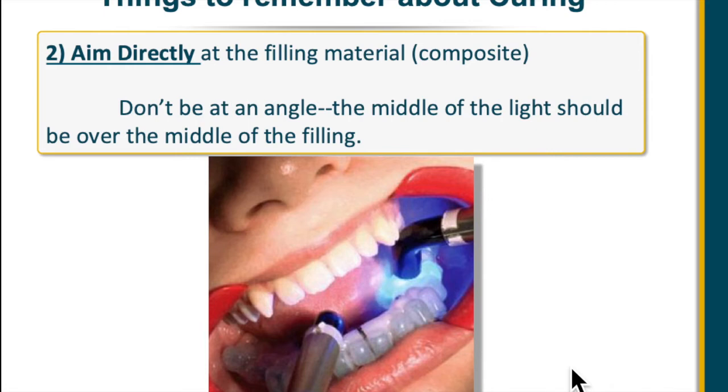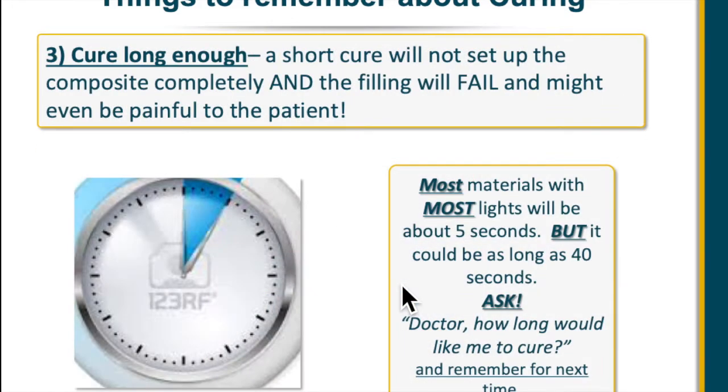So get close is the first concept. The second concept is aim directly. You want to be aiming directly at the material, not from an angle if at all possible. The end of that curing light needs to be at a perpendicular angle, straight up and down to the filling material. And the third concept is to remember that you've got to cure long enough.